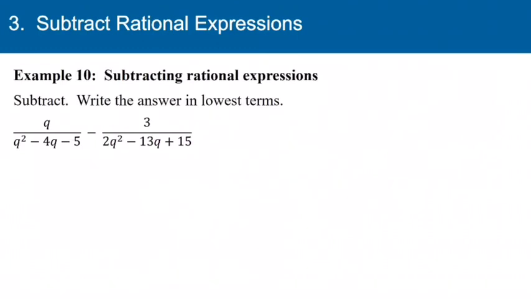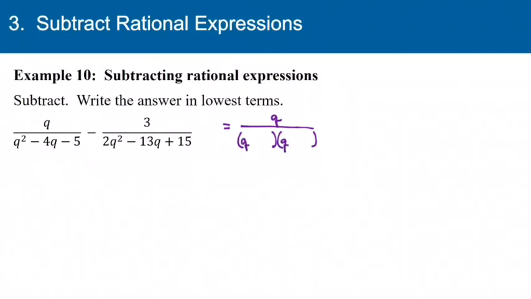This is the last one that we'll do together. So again, it says subtract. Here we have q over q squared minus 4q minus 5 minus 3 over 2q squared minus 13q plus 15. And again, before we can subtract, we need common denominators, so we'll have to get these two denominators factored. The q squared minus 4q minus 5 is a trinomial that's going to factor into two binomials.